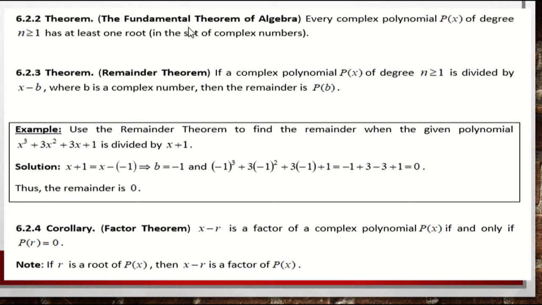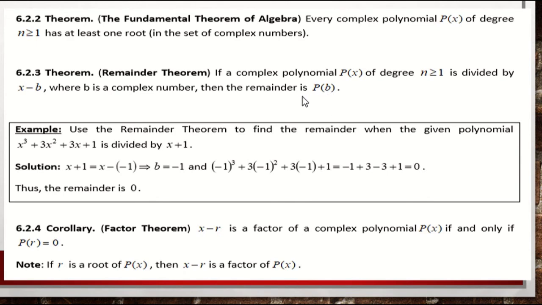Theorem. The fundamental theorem of algebra. Every complex polynomial p of x of degree n that is greater than or equal to 1 has at least one root in the set of complex numbers. Another theorem, the remainder theorem. If a complex polynomial p of x of degree n that is greater than or equal to 1 is divided by x minus b, where b is a complex number, then the remainder is p of b.